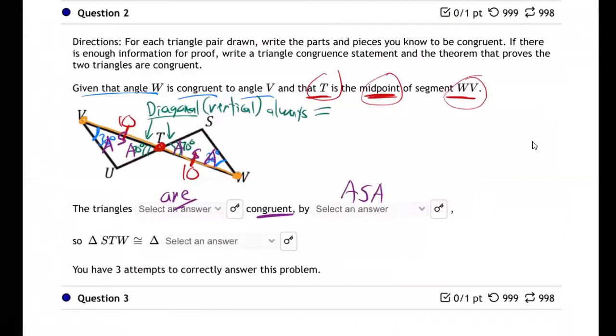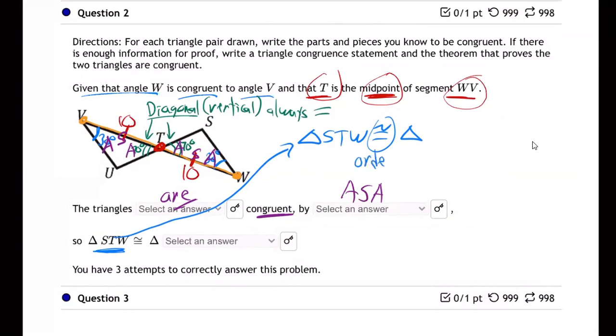Now, here's a tricky part. We need to make a statement. This is usually the hardest part for people, making the congruent statement down here. Let me write it a little bigger. So we need to say that triangle STW is congruent, the equals with a squiggle at the top means congruent, identical, to triangle. And so now how do we say the other triangle? Well, the order is very important. You have to get the order right.